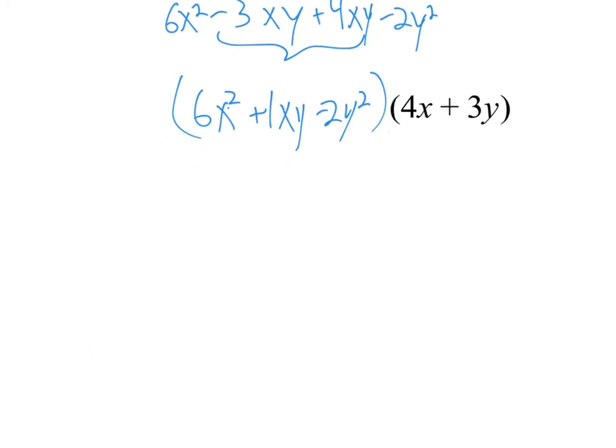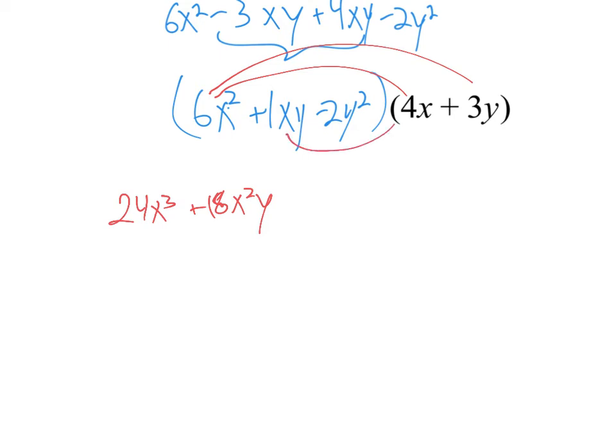So again, we're going to do some distribution. Now we can't call this one FOIL anymore because it's more than just a binomial times a binomial. So what we're going to do is 6x squared times 4x, which is 24x to the third. 6x squared times 3y, which is 18x squared y. Now we'll take this 1xy and multiply that by 4x. That would be 4x squared, because I have 2 x's now, y. And then 1xy times 3y gives me 1 times 3 is 3, x, and then we have y times y is y squared.